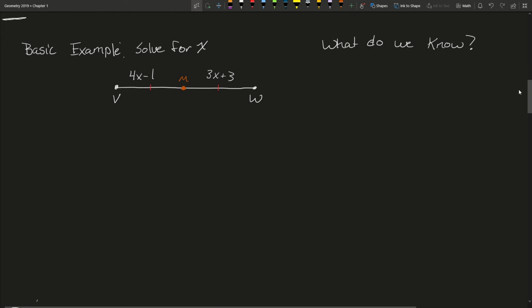A question that you might see is something that looks like this, where I ask you to solve for x, given the image. The first thing we need to do is to label what we know. From this image, we can tell that M is the midpoint of VW because VM is congruent to MW. Because of that, we know the length of VM is equal to the length of MW.